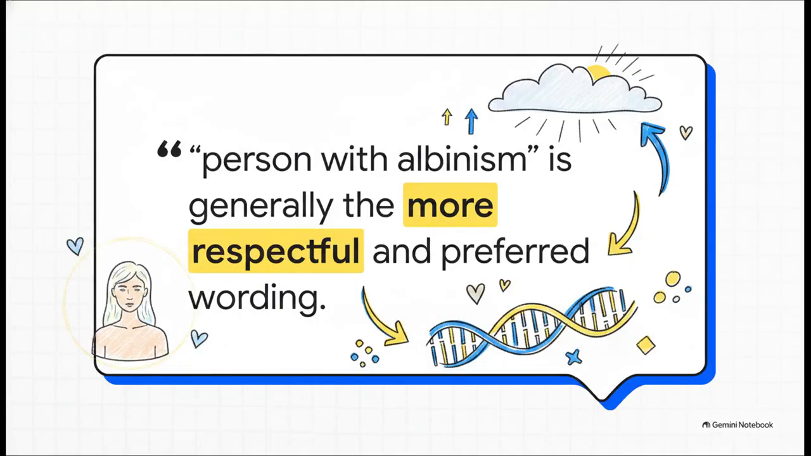Because of that, the phrase person with albinism is currently the standard respectful wording you'll see in modern care. It completely acknowledges the medical reality, but it firmly establishes that the individual is a person first and foremost. Sure, they have a genetic condition affecting their melanin, but they absolutely aren't defined entirely by it.